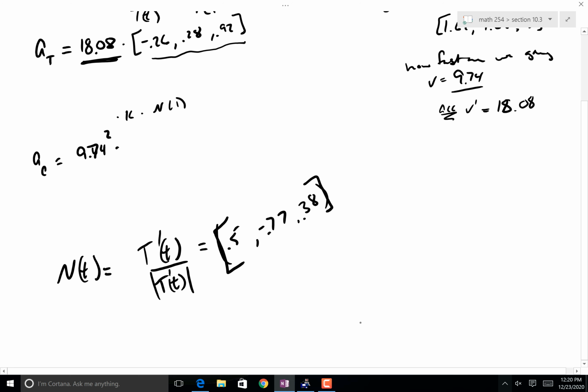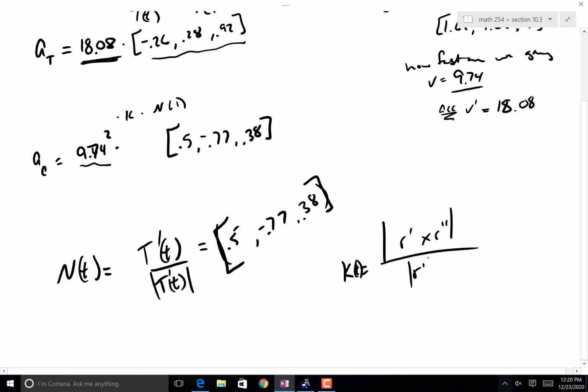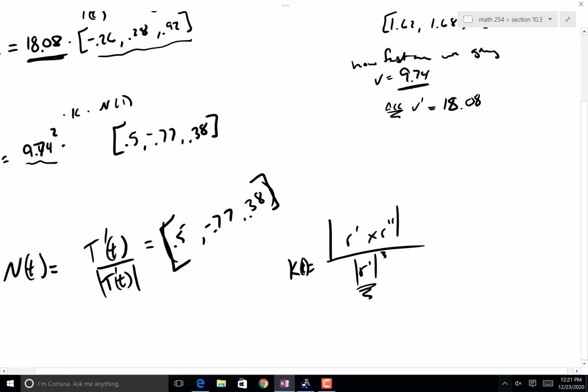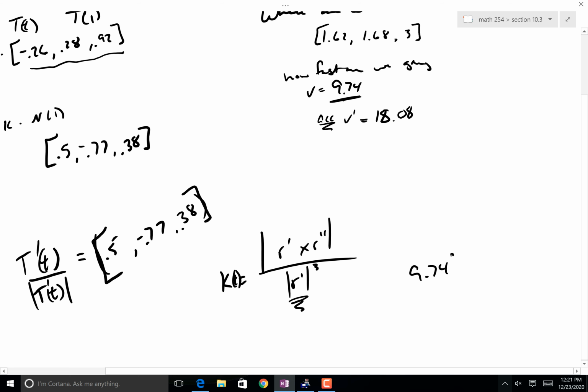Yes, nice. Now remember, we know this is 1 unit long. That's the whole point of making it a unit vector. Now I got to find my curvature. Remember, curvature is always the magnitude of r prime cross r double prime divided by the magnitude of r prime cubed. We already know the bottom: it's 9.74 cubed. Boom, done. The top is the part we need to actually figure out.